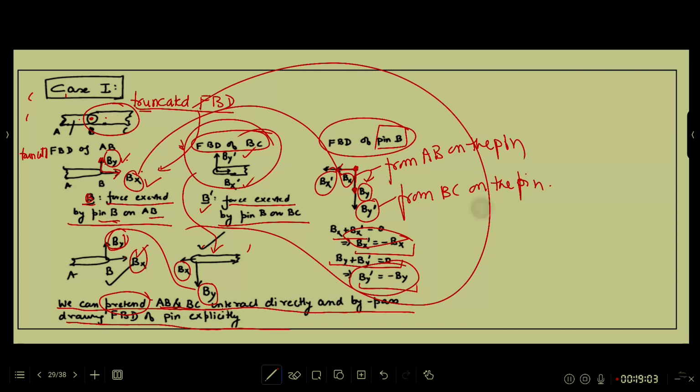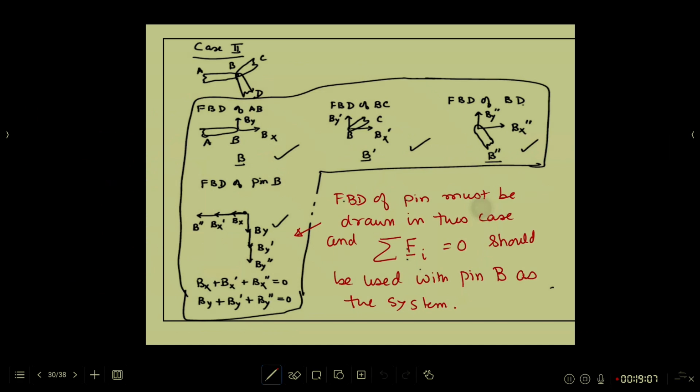Case 2, I have 3 members of a frame and they are all connected by a pin here. And as before, no two members are free to interact with each other. Everybody is facing the pin. The pin is tackling, in a manner of speaking, handling all the members. It's like a manager dealing with 3 different employees.